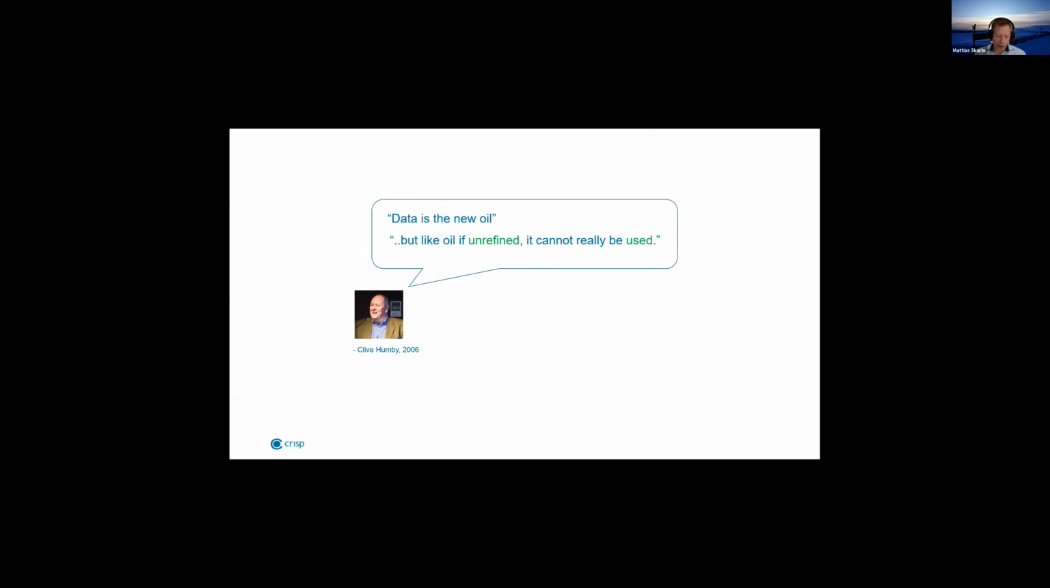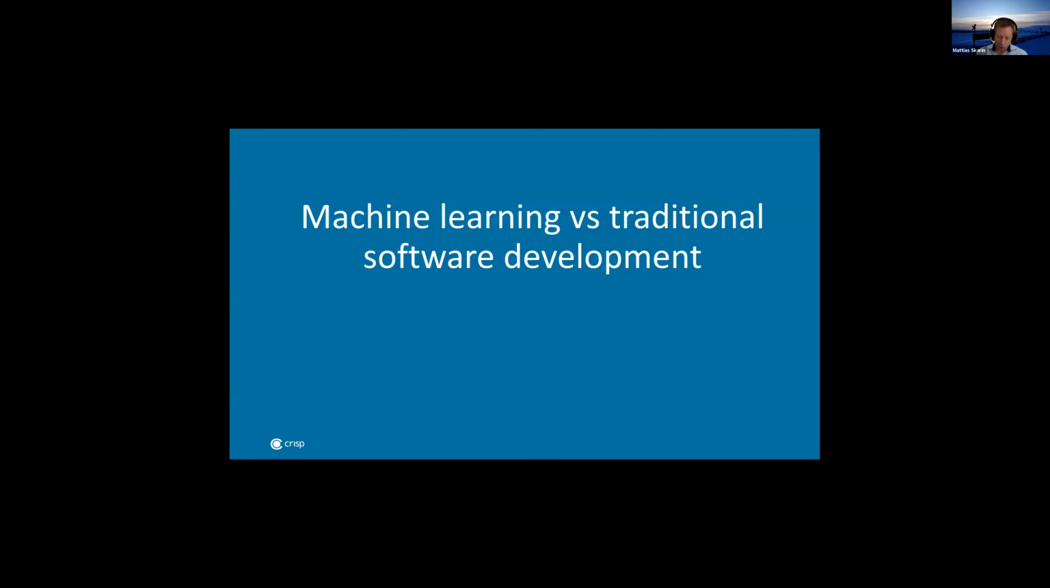So this is interesting because if you take a data-driven approach and you accumulate a lot of data, this is a good asset, but it needs to be used. And here's where AI becomes interesting. So that said, let's compare AI and especially machine learning with traditional software development.